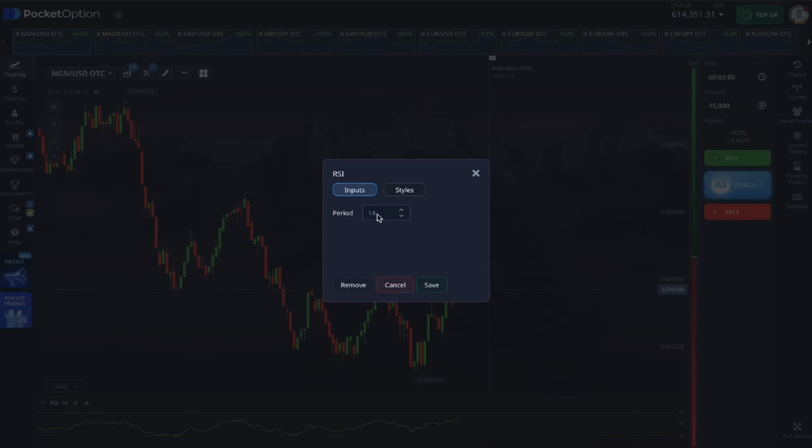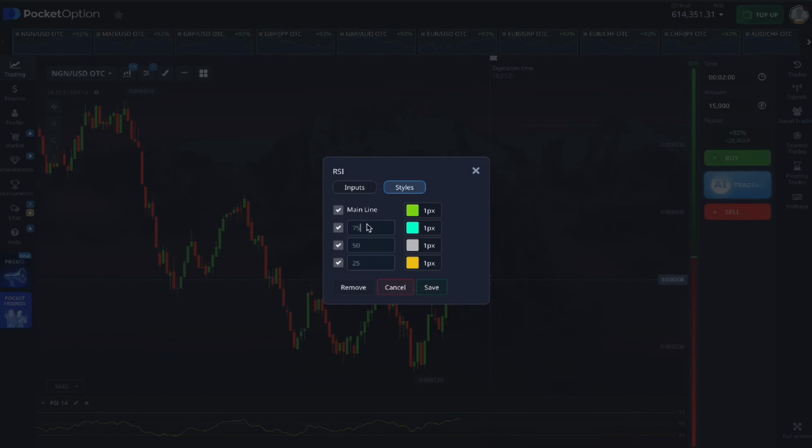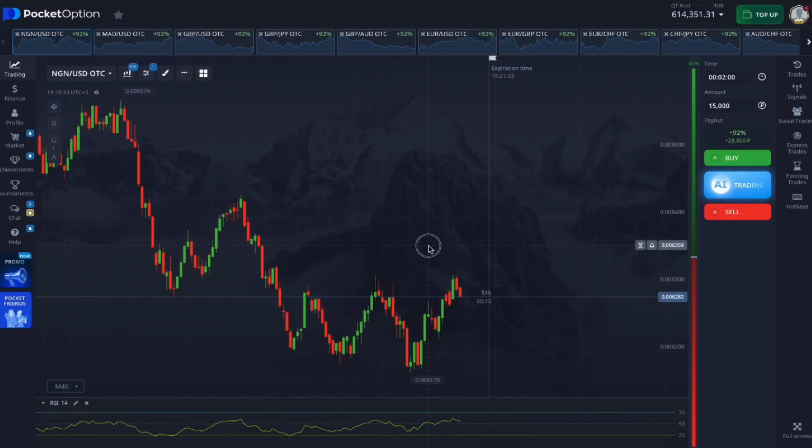Now let's configure it. Click on the pencil icon. You don't need to change anything here. Leave the period at 14. Now go over here. Here instead of 70, set it to 75. And for the lower boundary, instead of 30, set it to 25. And we need to save this. Go ahead and click the save button. Now what that means is we have a clear overbought zone and an oversold zone.